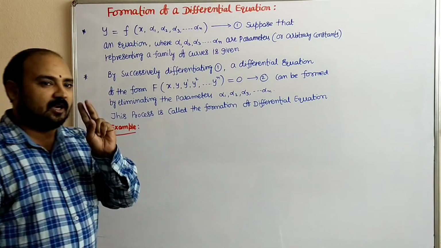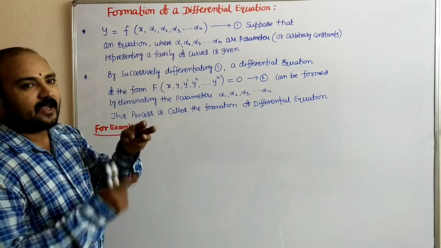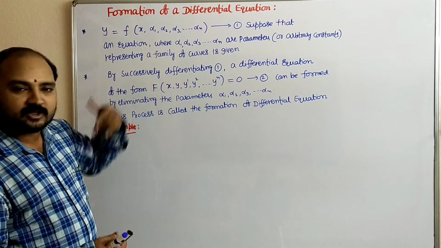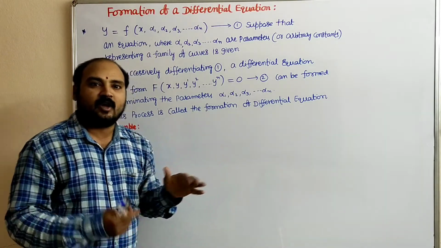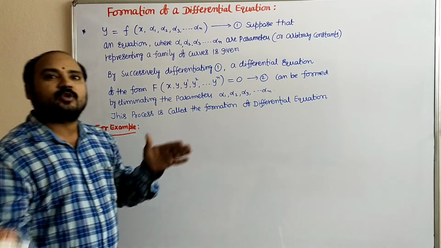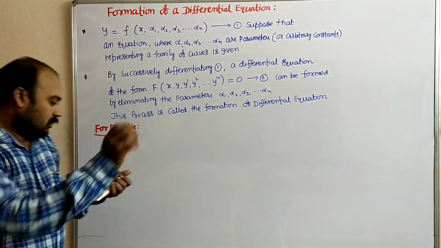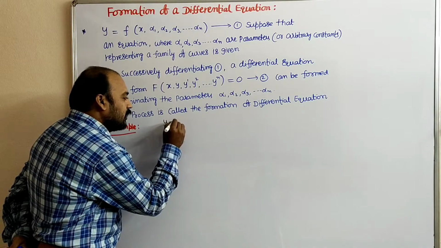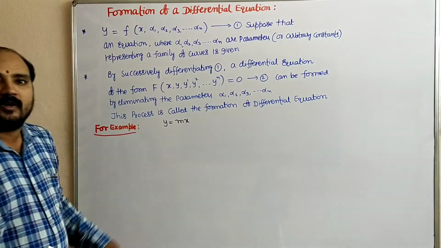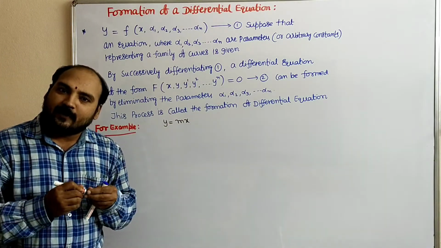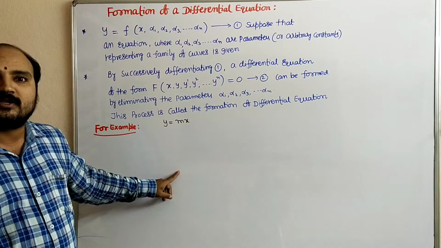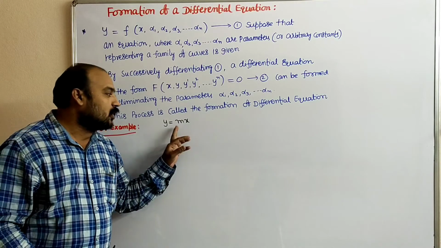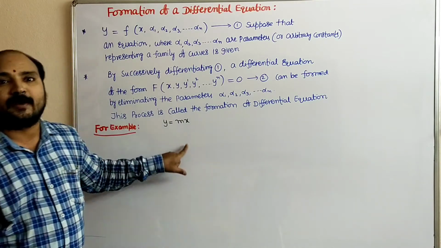For example, I will give two examples. I will take one arbitrary constant, and another with two arbitrary constants also I will take, and I will explain how we are going to form the differential equation to the corresponding given equation. For a best example, suppose if you observe that y is equal to mx, we know that it is a geometrical equation. Y is equal to mx is a line which is passing through the origin. This represents a family of straight lines which is passing through the origin with slope m.